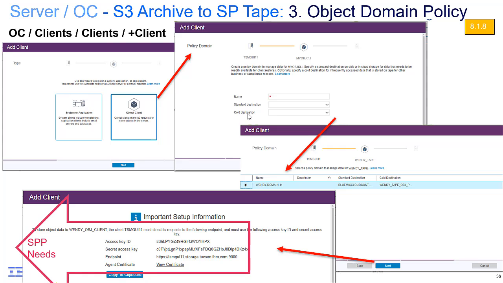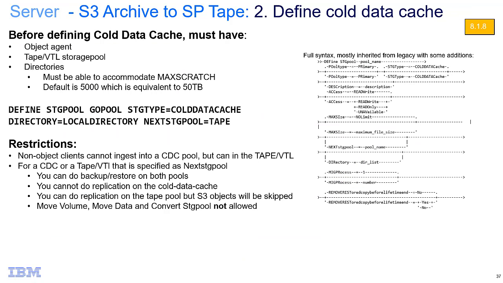Once you've created this policy domain, you'll then be asked to choose a client to associate with that. And finally, that client will be set up and it'll give you important information like your access key ID, your secret access key ID, and so forth, as well as a certificate. It's this information that you're going to need to copy over for Spectrum Protect Plus when you do your setup there.